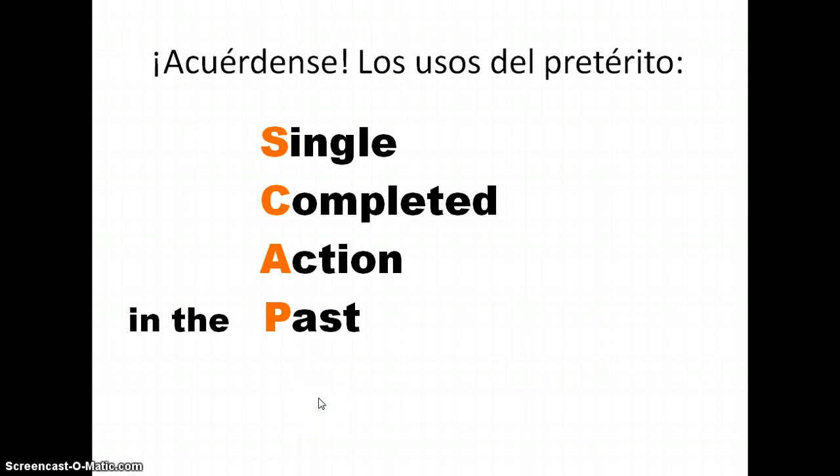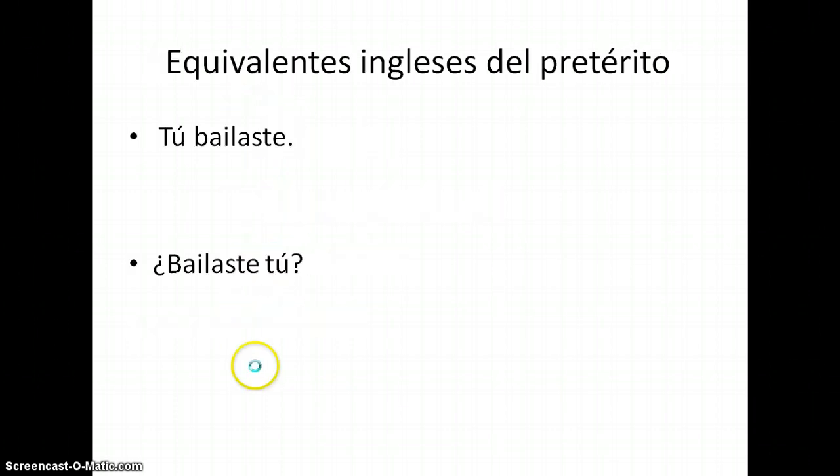In terms of the uses of the preterite tense in Spanish, you would use the preterite tense if you want to describe a single completed action in the past. And the way to remember that is by using the acronym SCAP. Some examples of the preterite tense used in Spanish and what they equate to in English would be as follows.